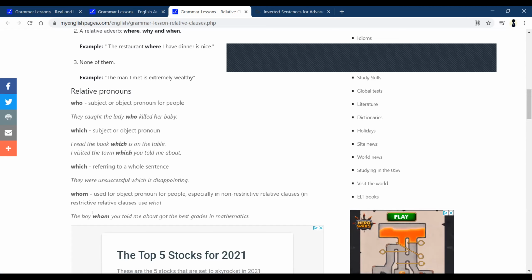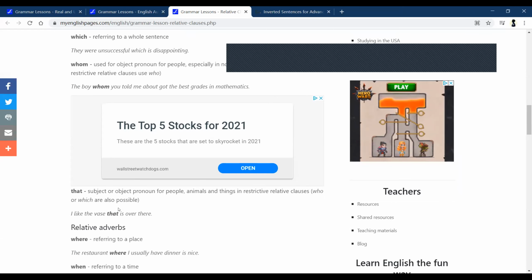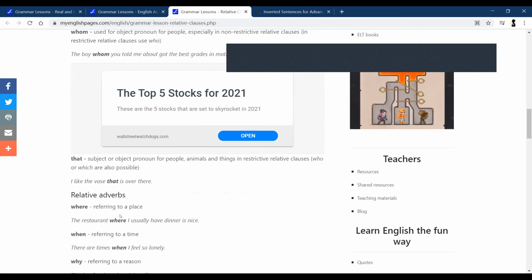Because the boy is told by you, the you mentioned in the sentence, it's not actually you, it's the you in the sentence. It's kind of like being passively told by someone. So you use whom, and that to describe a subject or object, noun, pronoun for people or things. It's kind of great that it can be used to describe almost everything.